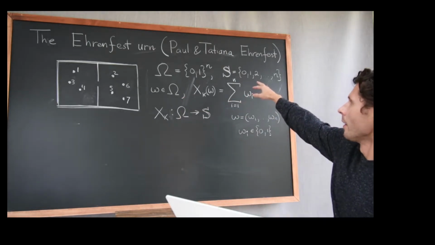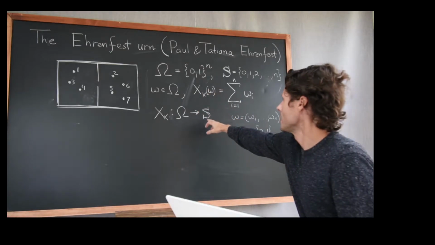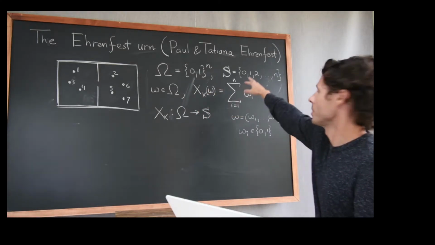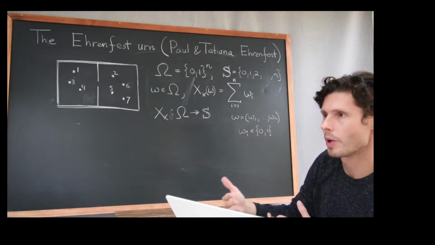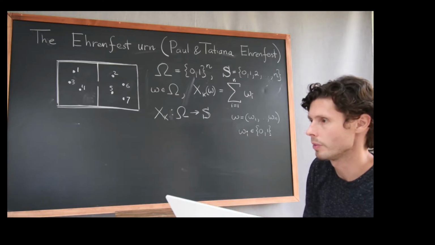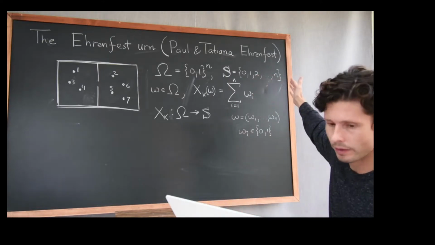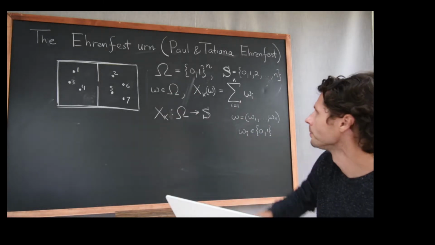And then we established that Xk is a function from the sample space to a state space. So this S represents all the possible values that Xk could take. Xk is sort of our experiment, or the observed quantity of interest. And that quantity can be just a number from 0 to n, the number of particles in the left urn, regardless of what their labels are.